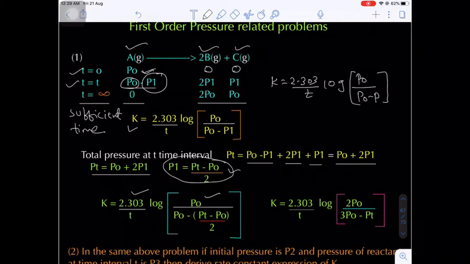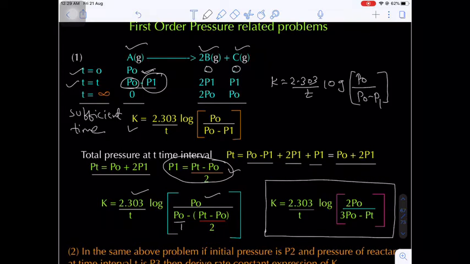Shall I put the P, nothing but here P1. P nothing but here what? P1. Okay. So here P1 value nothing but P total minus P0 by 2. Okay. If you take the LCM here 2, the 2 will go to the numerator. So finally after simplification you will get the rate constant expression K is equal to how much? 2.303 by T log of 2P0 by 3P0 minus Pt. So this will be the rate constant expression for a gas phase reaction, that is A gives 2B plus C.